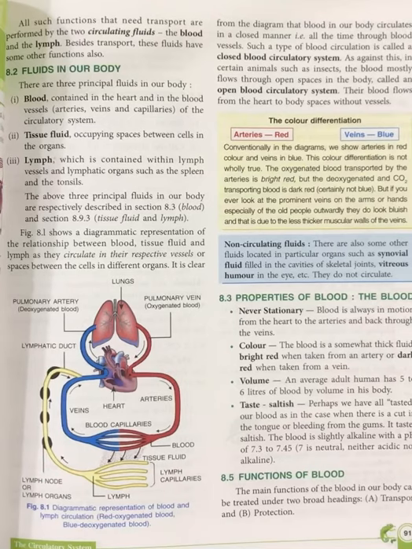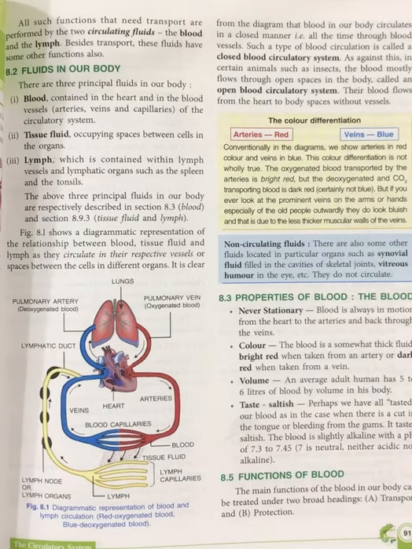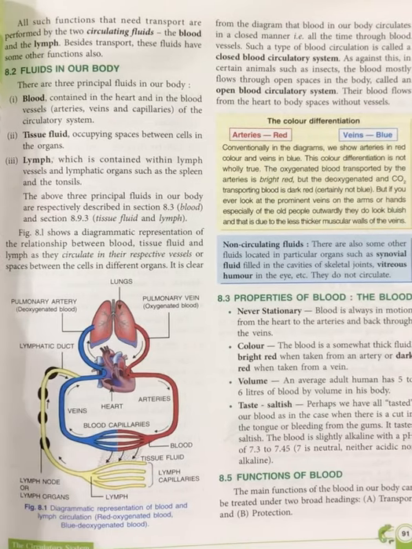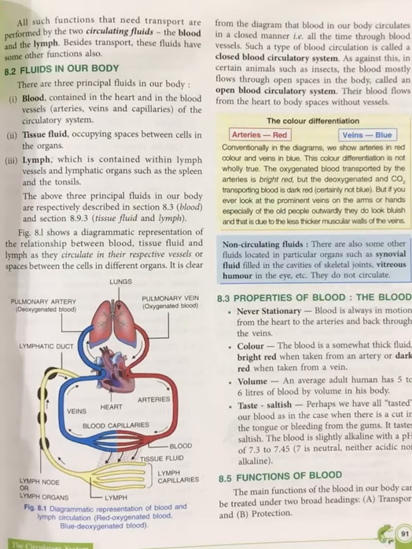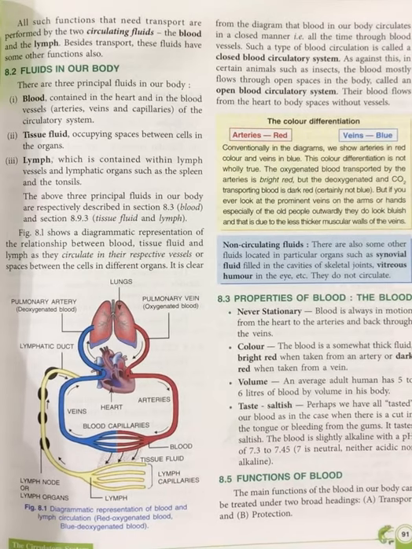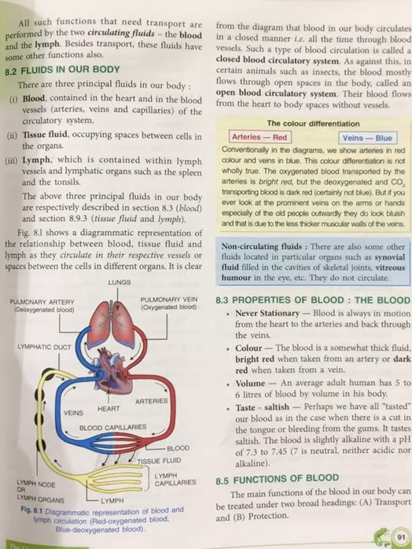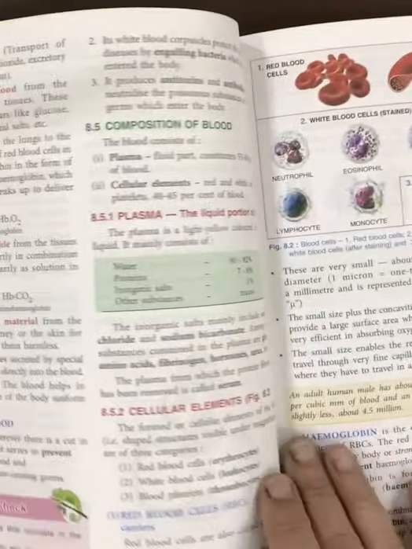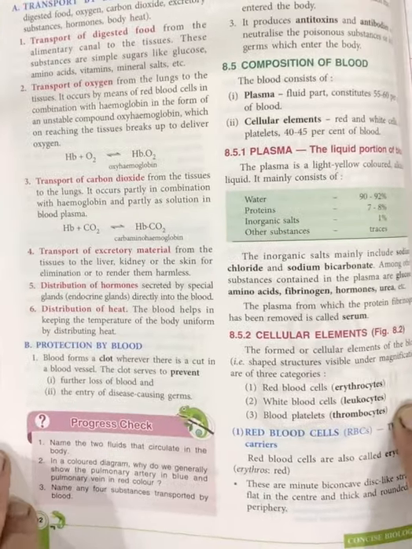Yesterday I had sent you a video of the introductory part of the circulatory system, and we had read about the types of fluid which flow in our body and even the non-circulating fluid which are there in our body. And today we are going to do the functions of blood. The main functions of blood in our body can be treated under two broad headings, that is transport and protection. So two main functions are there of blood: transport and protection.